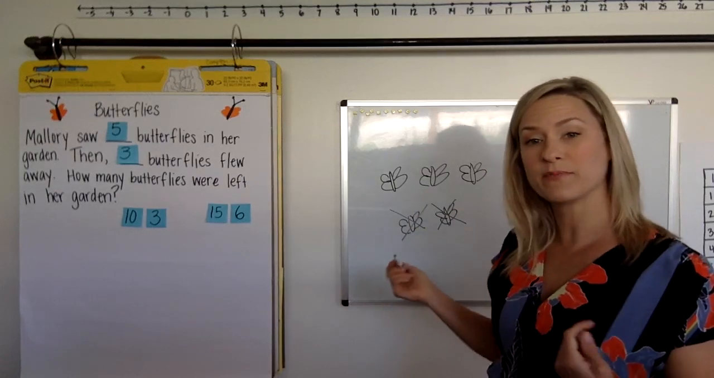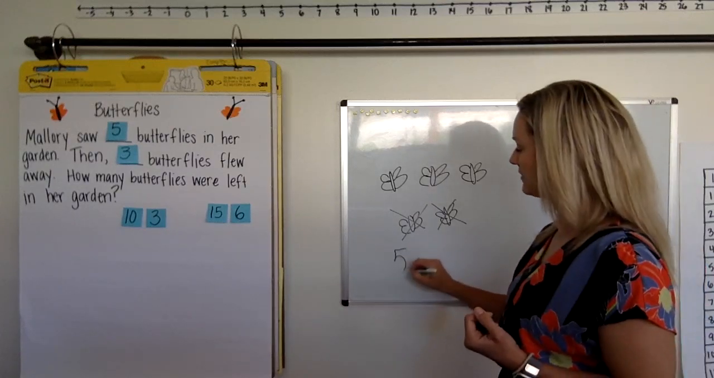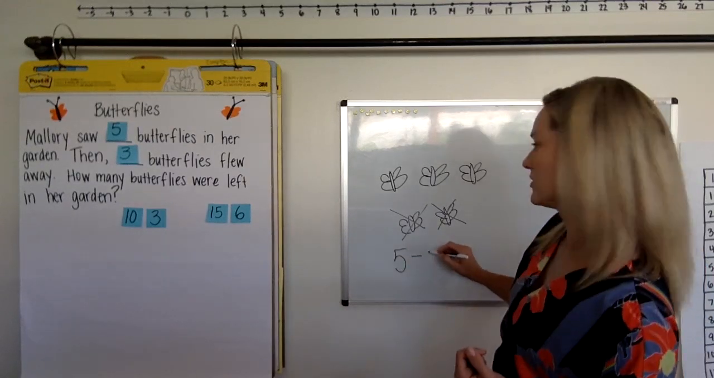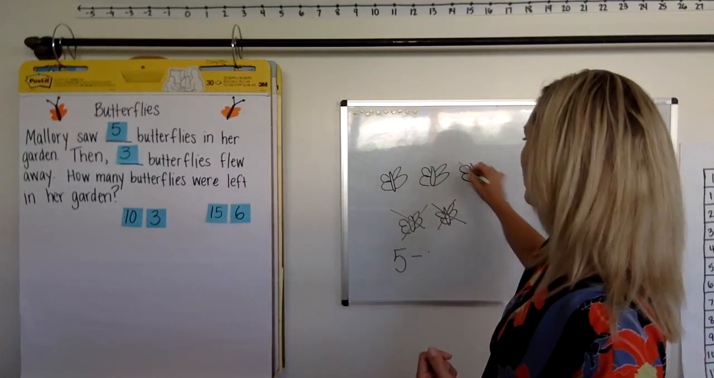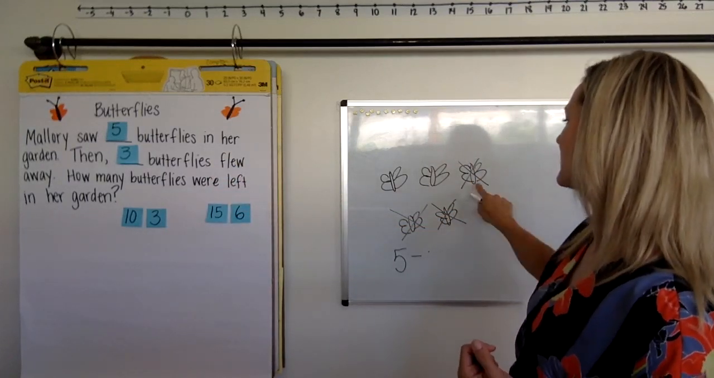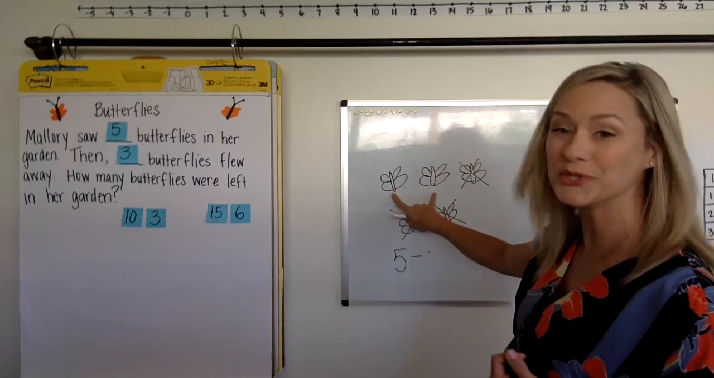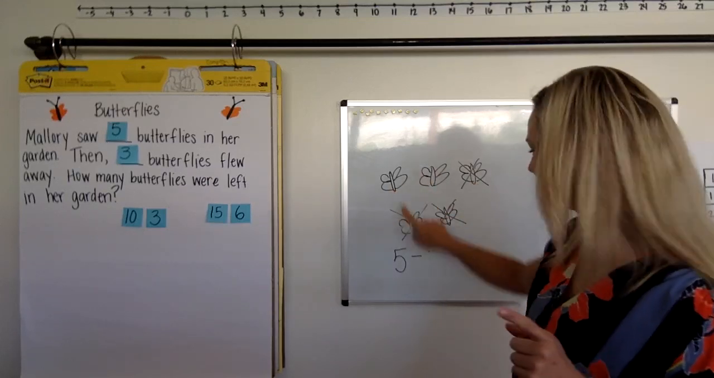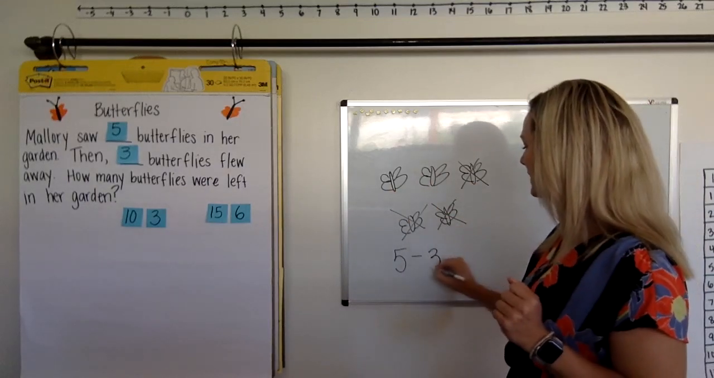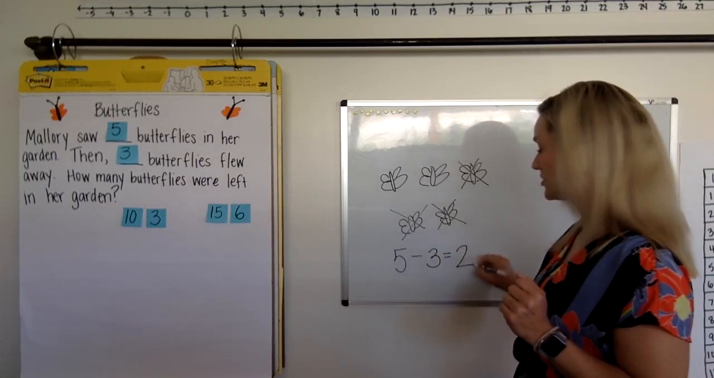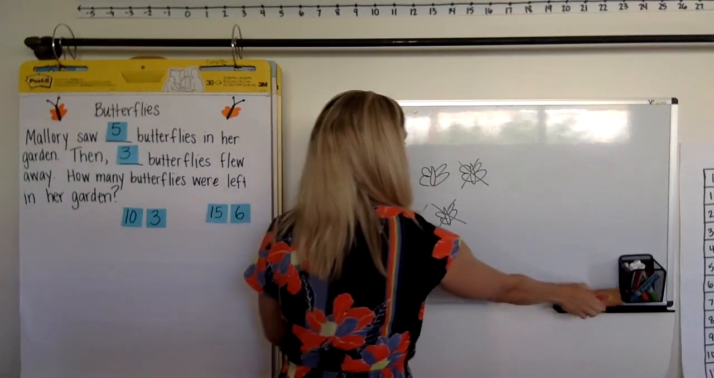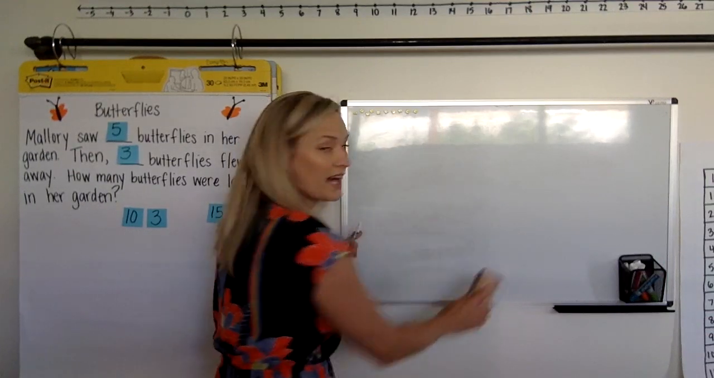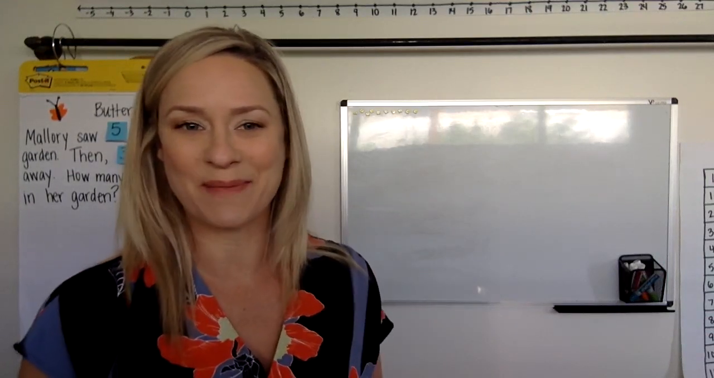And then we can ask for the matching number sentence. 5 minus, whoops, it was 3 butterflies flew away. Better cross out 1 more. So 3 butterflies flew away, 2 were left. Almost got me there. So 5 minus 3 equals 2. Okay? So it is time for you to go get those kids. I will meet you back here in just a minute.